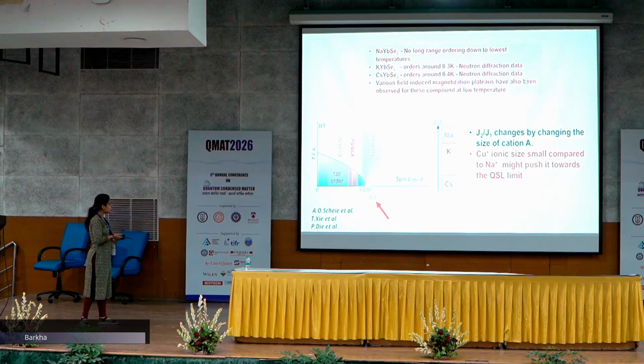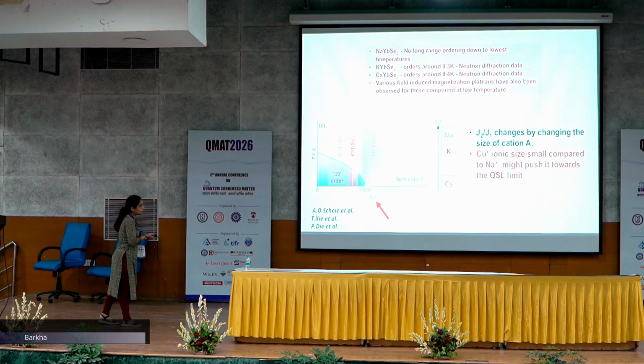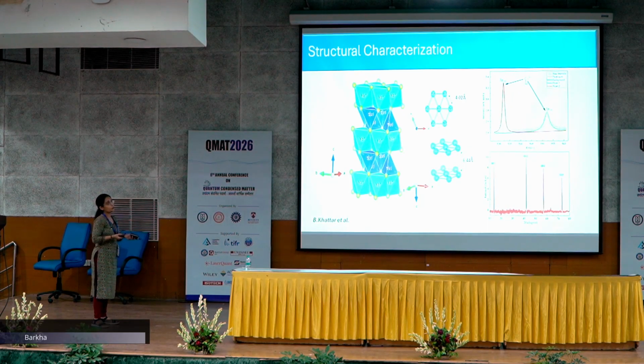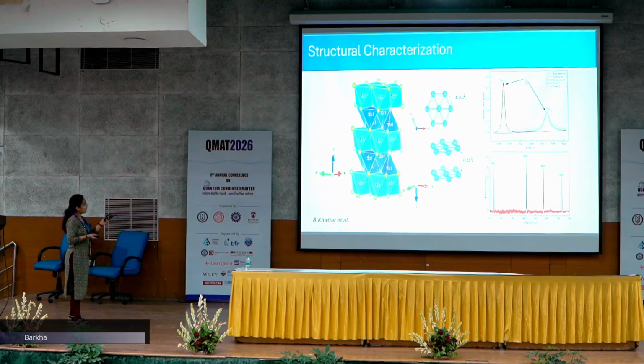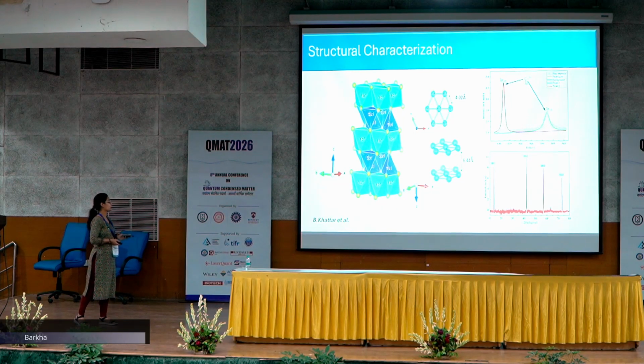Going by ionic size, copper has a smaller size as compared to sodium. So it motivates us to explore the properties of copper ytterbium selenide. Another key motivation is its structure, which is shown here. As we can see, it consists of perfect layers of triangular ytterbium ions, which are separated along the C axis by copper selenium tetrahedra.